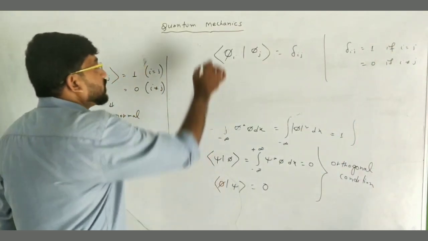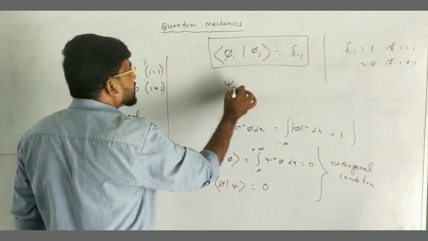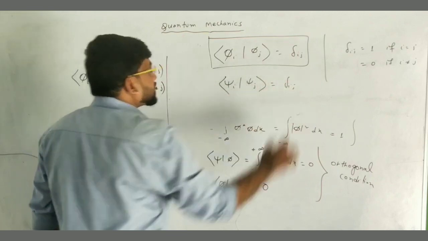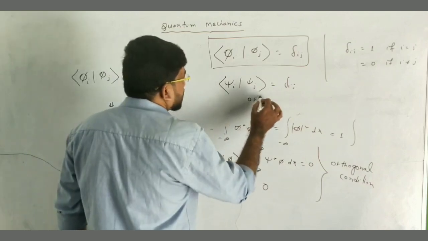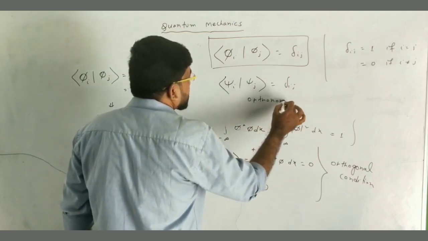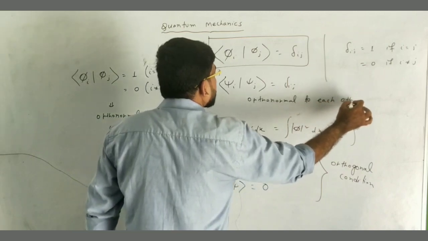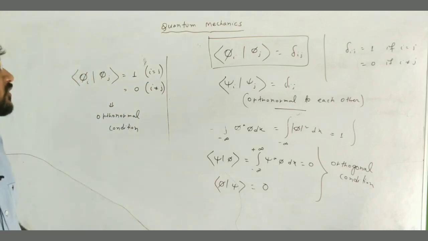And this does not hold good for phi only, this can hold for any two wave functions, something like psi i and psi j, we can define in this way also. So, this can also be delta ij. If this happens, then we say they are orthonormal to each other. Okay. So, this is a very important property of Hilbert space.